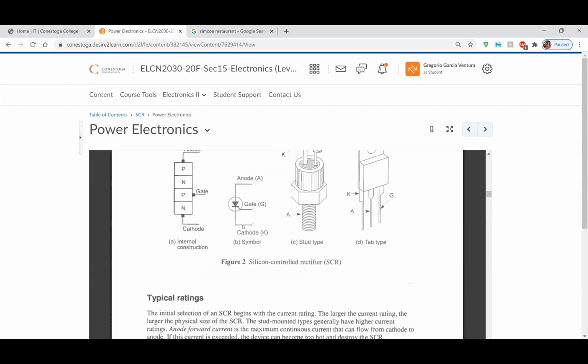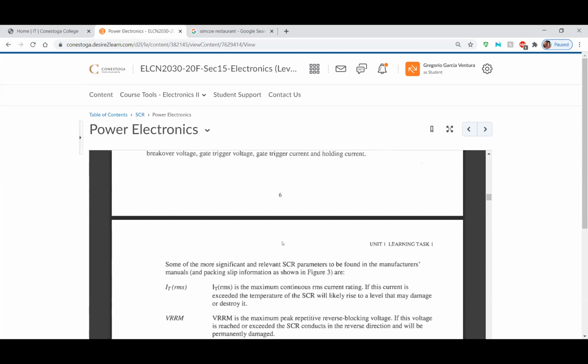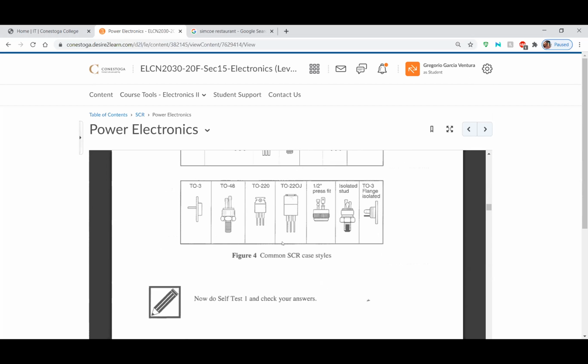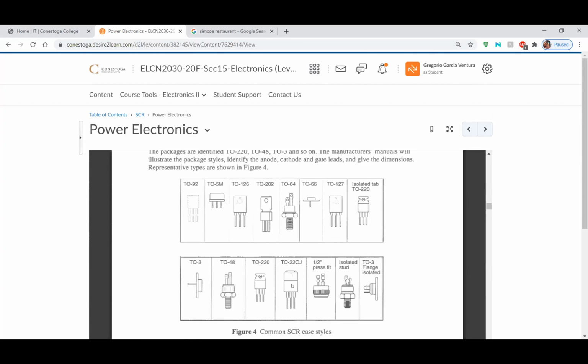So it shows you how the SCR looks. It shows you the symbol for the SCR and how it is built, being a PN junction. And other than that, it gives you a bunch of information and shows you all the different types of configurations that you are going to find out there in the field for SCRs. So this is a lot of information about the SCR that within 1 hour, we don't have enough time to cover. Anyways, this is just good reading material.